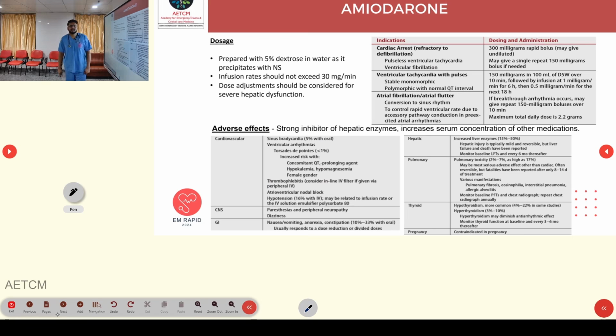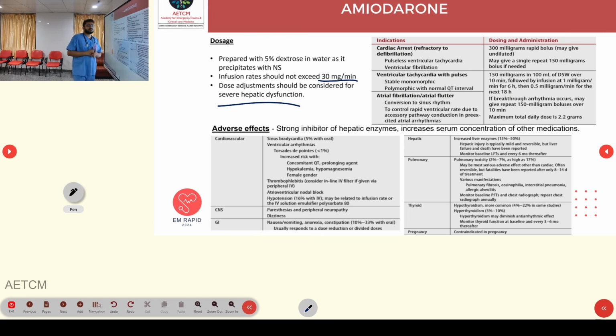And coming to the dosage, it is mainly prepared with 5% dextrose in water, as it precipitates with NS. So that part we have to be careful. We should start it only by mixing with 5% dextrose in water, and the infusion rate should not exceed 30 mg per minute. That's the maximum we can increase it to. And the dosage adjustment is required for hepatic dysfunction as well. Severe hepatic dysfunction requires dosage adjustments as well.